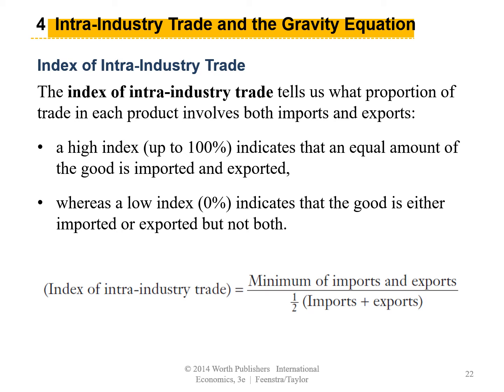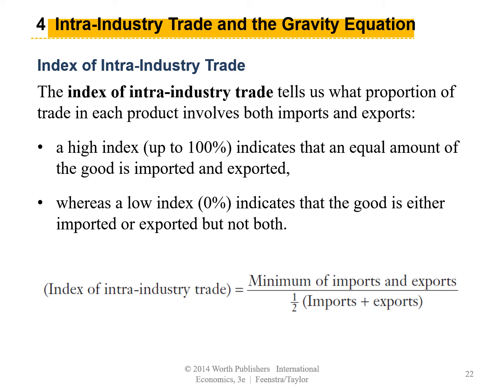So let's suppose the imports of coffee into the US one year equaled 100 million pounds. And let's suppose the exports of coffee from the US equaled 10 million pounds. So the sum of imports plus exports is 100 million plus 10 million, which is 110 million. Now the denominator is 1/2 of imports plus exports. So that's 1/2 of 110 million, which is 55 million.